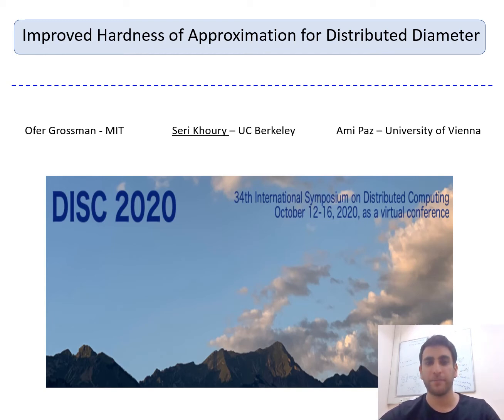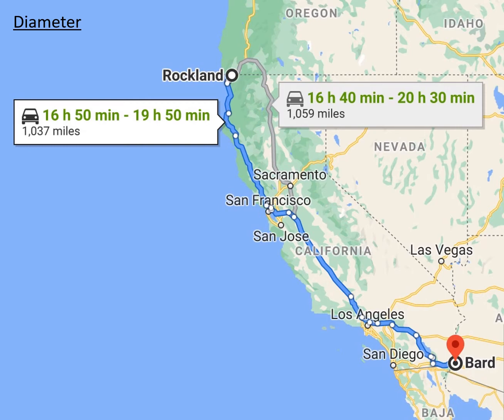Let me start by explaining what is the diameter of a network. Given a network, the diameter is the maximum distance between any 2 points in it. For example, in California, we know that the 2 points that are farthest apart are Rockland and Bard. So the distance between these 2 points is what we call the diameter of the network of roads in California.